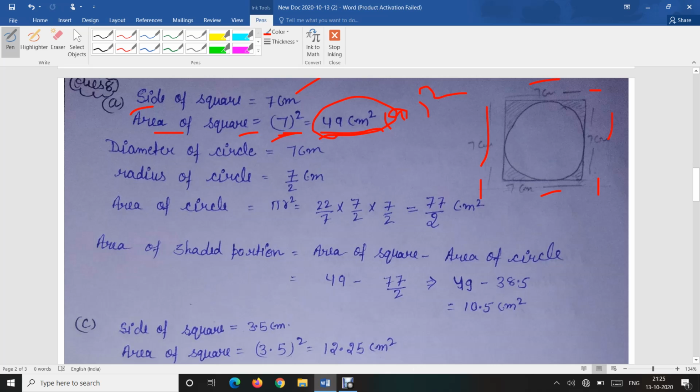Now we will find out the area of the circle. To find out the area of circle we need two things. First one is pi and the second one is r, because the formula for the area of circle is pi r square.